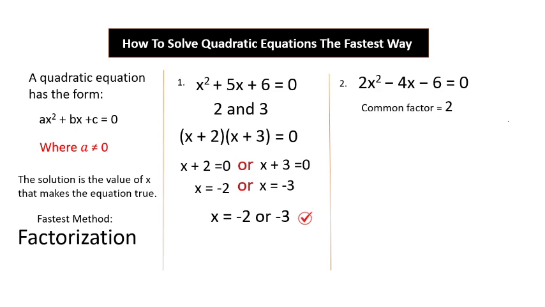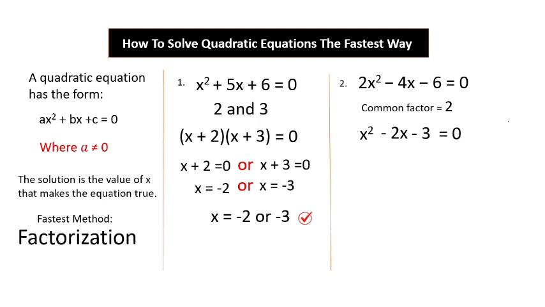When you divide 2x squared by 2, it will give you x squared. When you divide 4x by 2, it will give you minus 2x. And when you divide minus 6 by 2, it will give you minus 3, which is equal to 0, because when you say 0 divided by 2, it still gives you 0. So at this point now, you can factorize. You can look for two numbers whereby when you multiply, it gives you minus 3, and when you add, it gives you minus 2. So what are those two numbers?